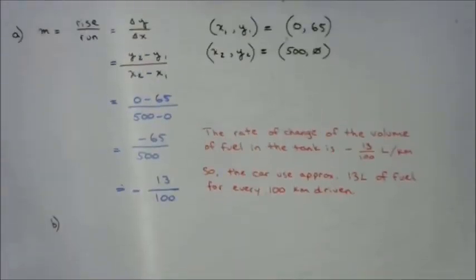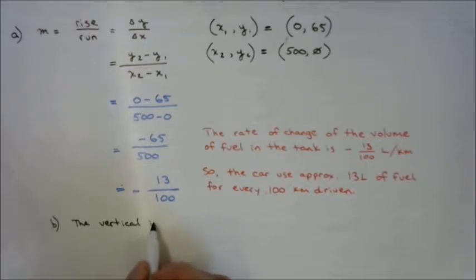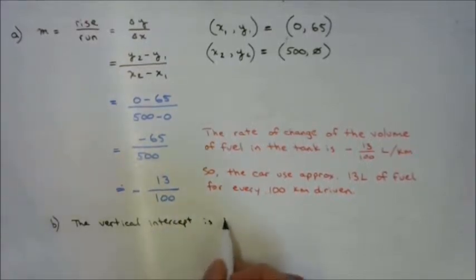Okay, B says determine the vertical intercept. So 65, okay, the vertical intercept. So take this note. The vertical intercept is the value of V.